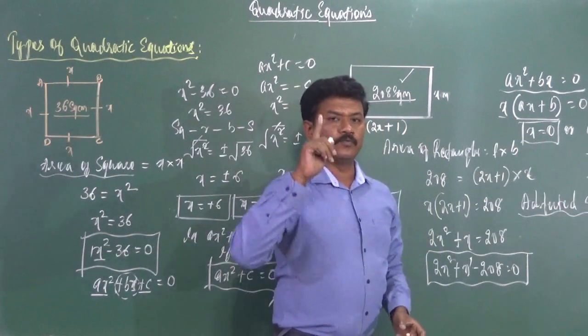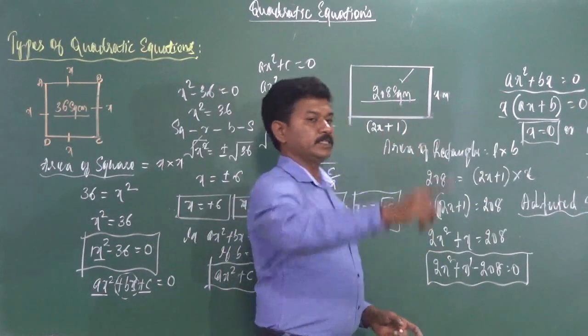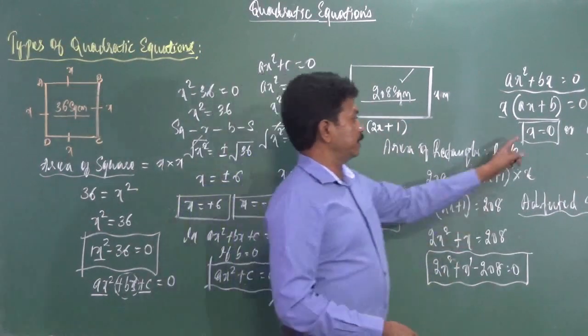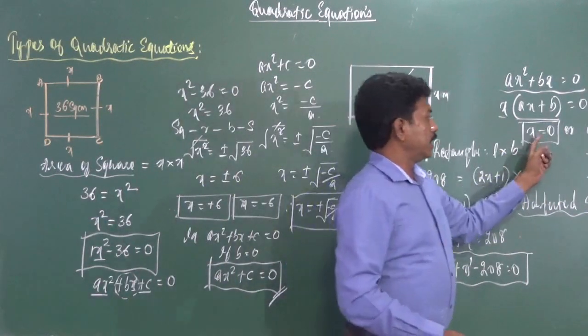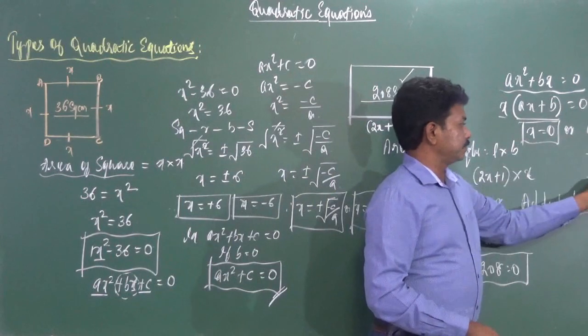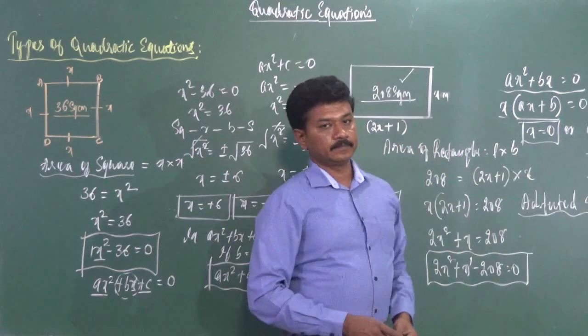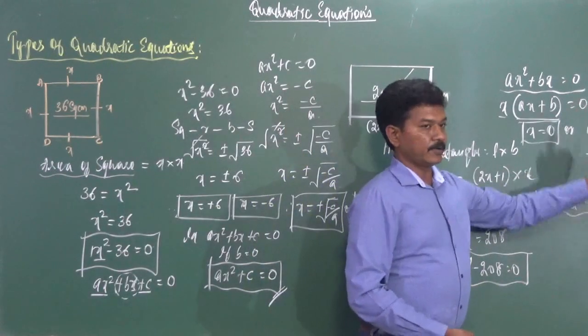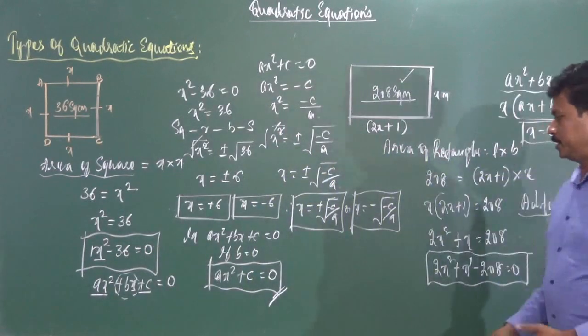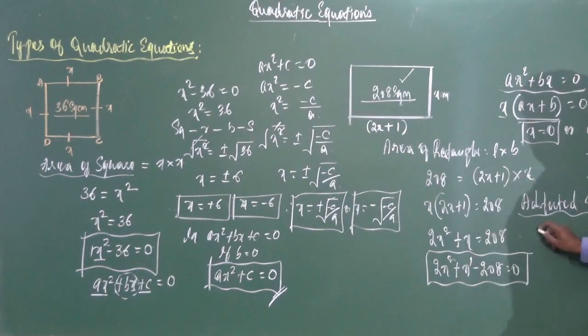one root will be compulsorily 0. Please remember this. One root will be compulsorily 0 and the other root will be in the form of minus b by a. The second root will be in the form of minus b by a. Okay, let us go with a very simple example here. I will take up an example.